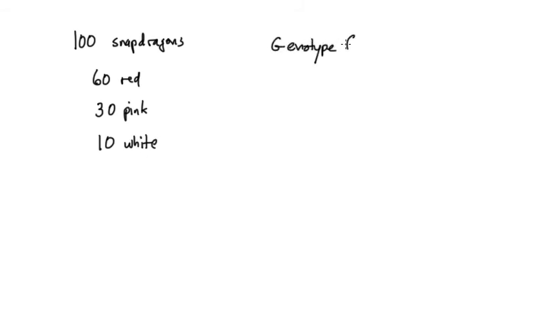So let's say you have a population of 100 snapdragon plants, of which 60 are red flowered, 30 are pink, and 10 are white flowered. There are two ways of describing this population. Genotype frequencies. With the calculation of genotype frequencies, you're basically reporting the proportion of the n total individuals that are each of the three genotypes.